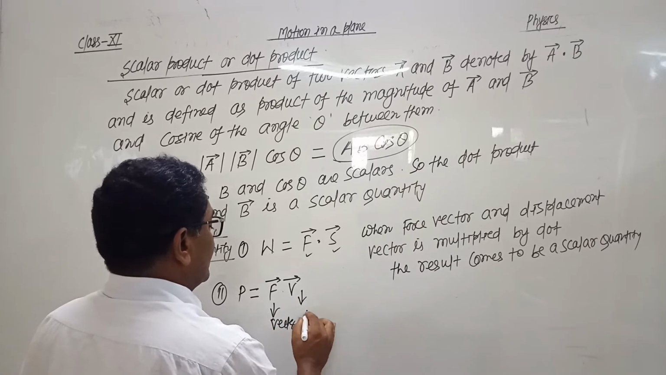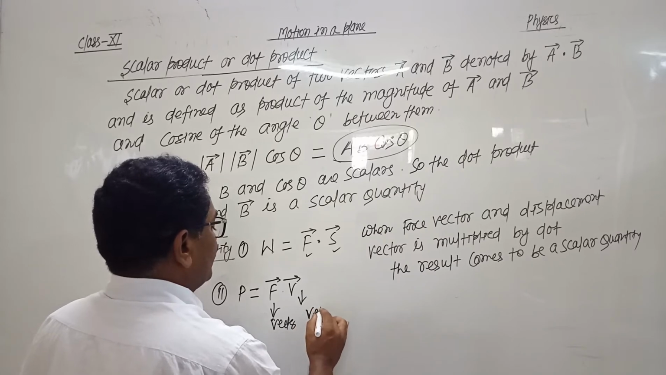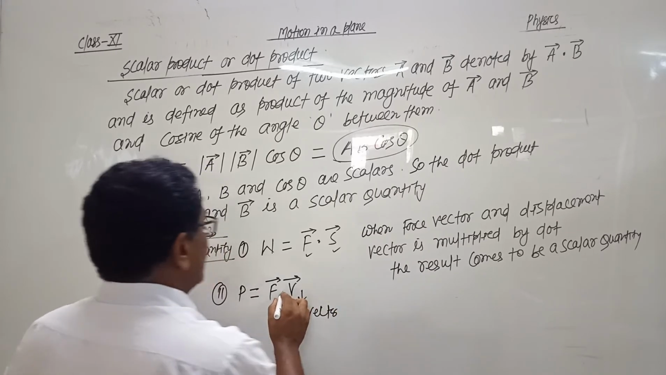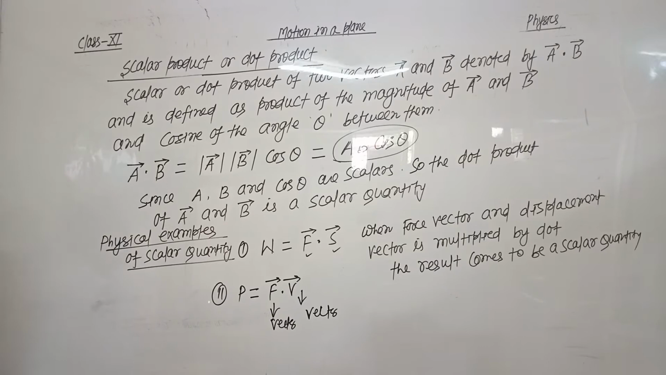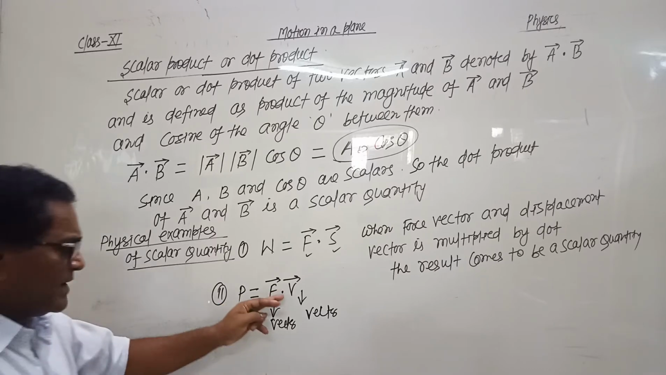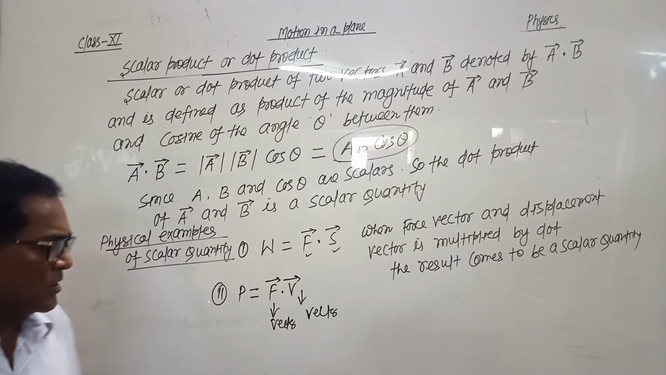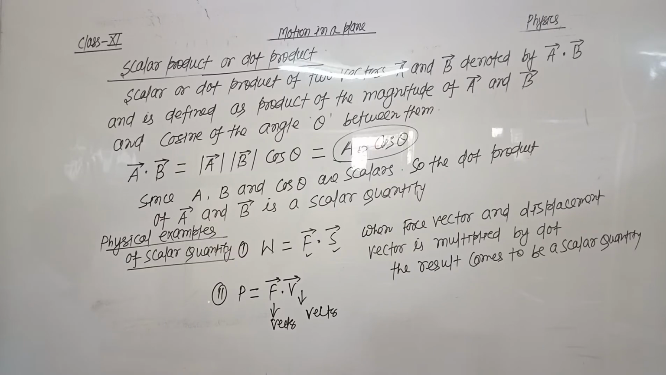Velocity is a vector quantity. But when they are multiplied by dot, the result comes to be a scalar quantity. Power is a scalar quantity. So when the force vector and velocity vector are multiplied by dot, the result comes to be a scalar quantity. Power is a scalar quantity.